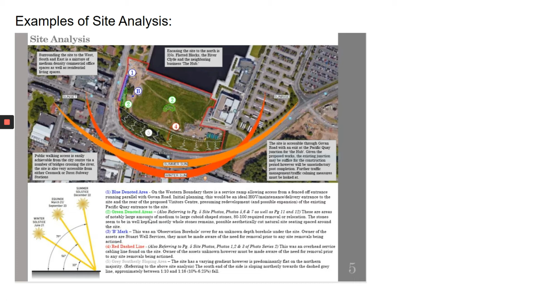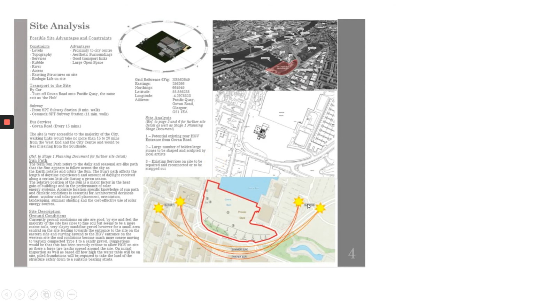Also, this learner has included the sun path diagram, so where the sun rises and where the sun sets. So here is where the sun is the strongest, the hottest point of the day, or the highest point of the day, on the longest day of the year and the shortest day of the year. So please include that in your site analysis.